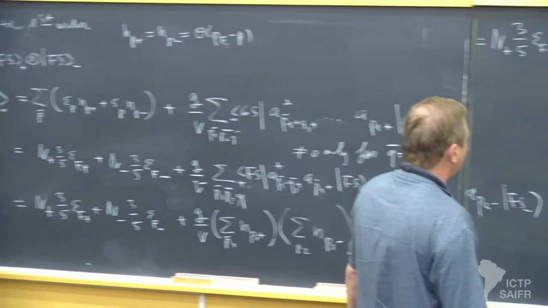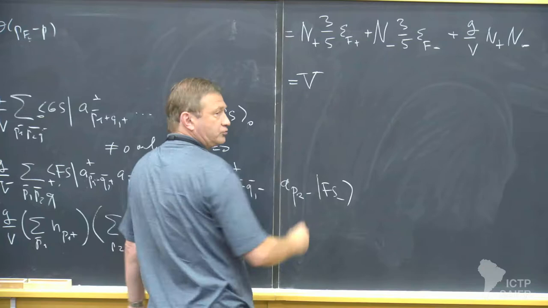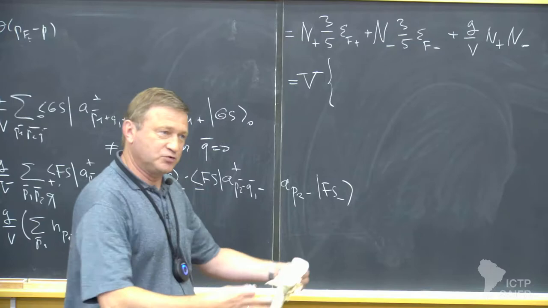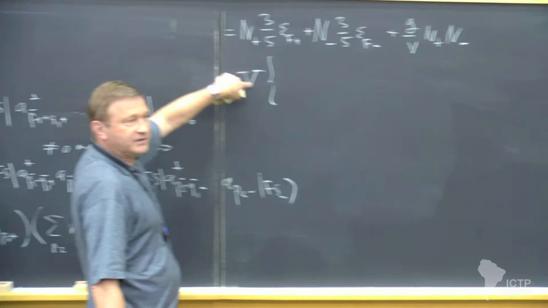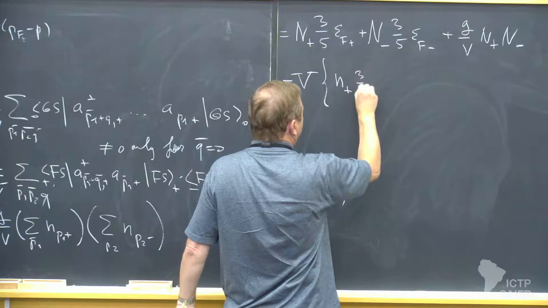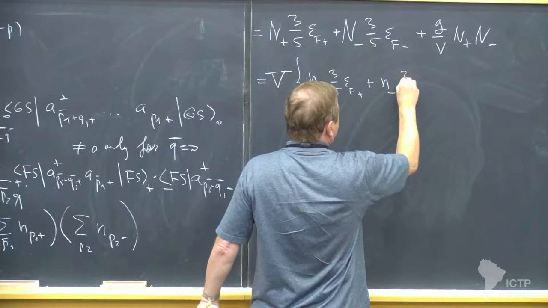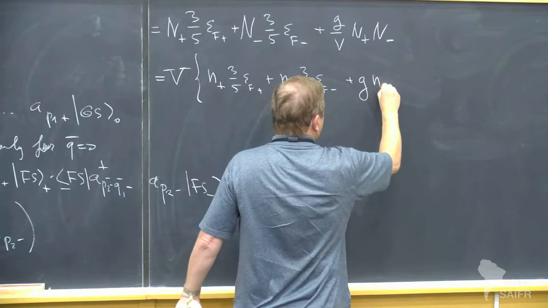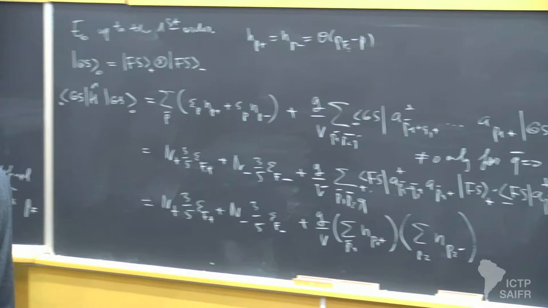You can, of course, make it a bit more explicit and take the volume out, because energy should be an extensive quantity, so it should be proportional to the volume. Then here we will have n plus divided by volume, that's our small n plus concentration, times 3 over 5 epsilon Fermi plus, plus n minus times 3 over 5 epsilon Fermi minus, plus then G n plus n minus. So very, very simple answer. First order is very simple.